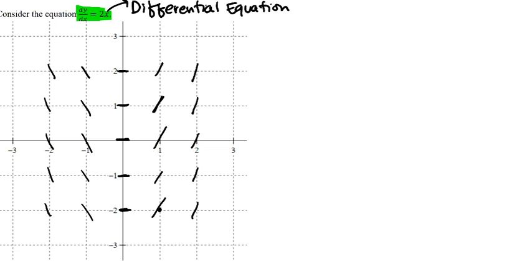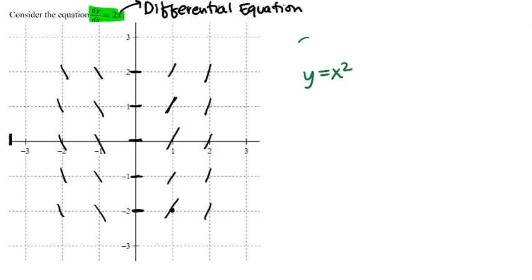Okay, for dy dx equals 2x, we had said that a function that satisfied that was y equals x squared. Now we'll call y equals x squared a solution to the differential equation because it has dy dx equal to 2x. So I'm just going to start listing out some solutions.